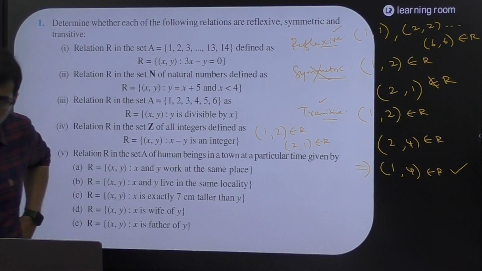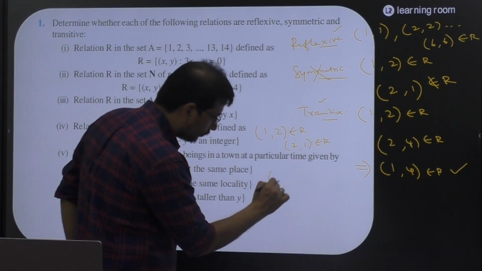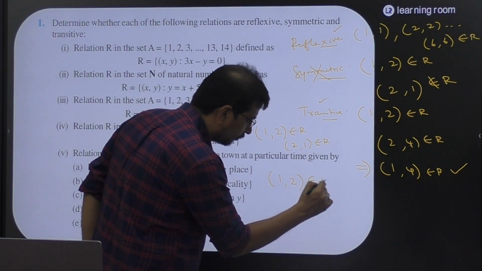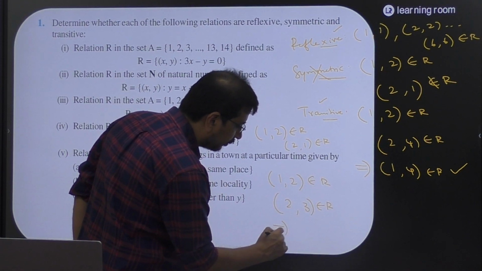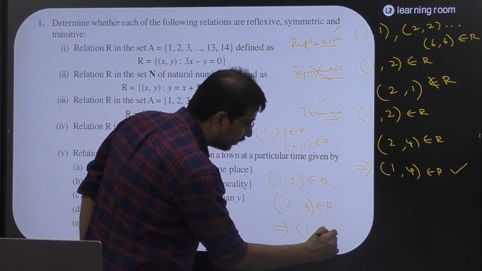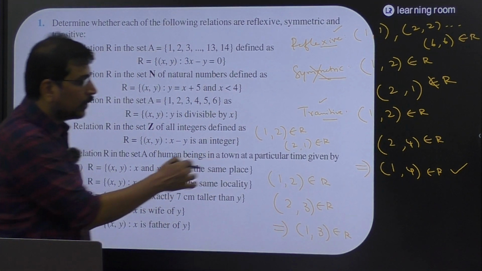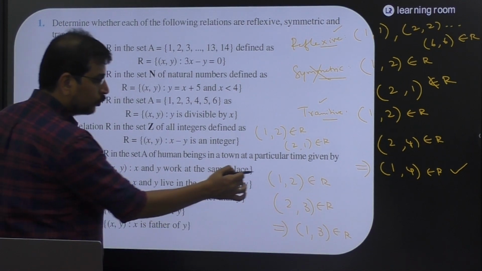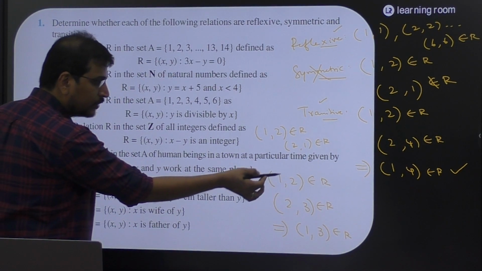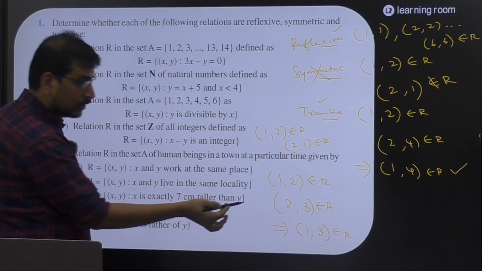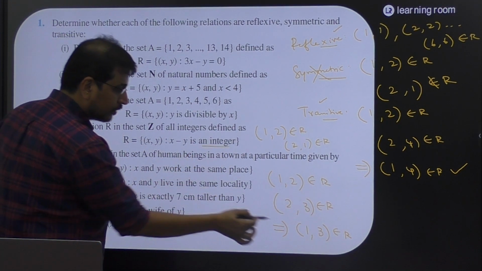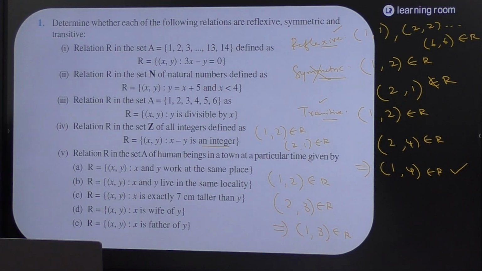Similarly, what about the other case? 1 comma 2 belongs to R, 2 comma 3 belongs to R, which implies 1 comma 3 also belongs to R. How are the numbers in the ordered pair chosen? 1 is an integer, 2 is an integer, so 1 minus 2 is an integer. 2 minus 3 is an integer. 1 minus 3 is also an integer. Hence it is an equivalence relation. Right?